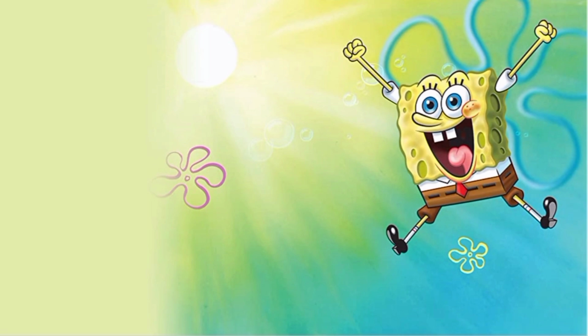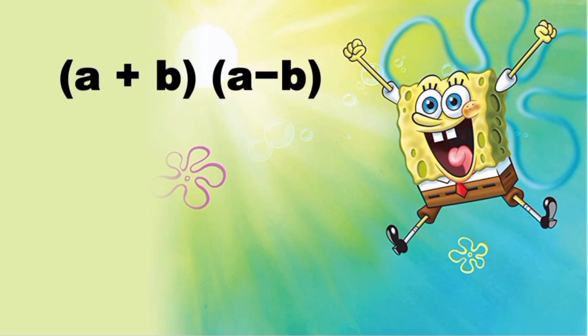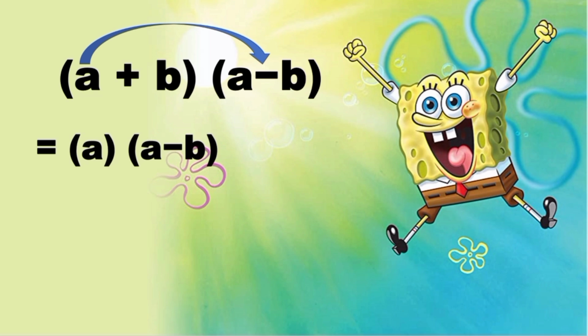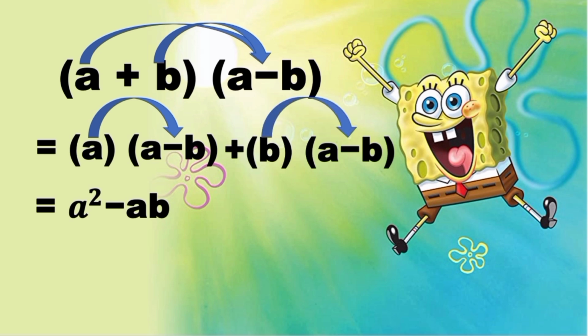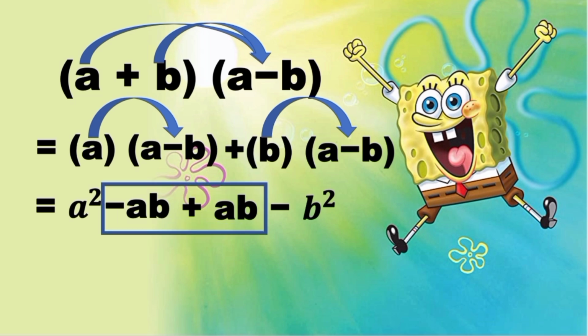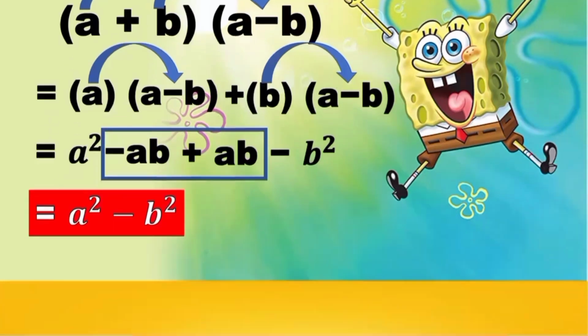Now let's try this one. A plus b multiplied by a minus b. We will use the distributive property. We need to multiply a with a minus b. Now we multiply b times a minus b. The product of a multiplied by a minus b is a squared minus ab. And the product of b times a minus b is ab minus b squared. Now let's simplify. We can cancel out negative ab and positive ab. Our answer is a squared minus b squared.